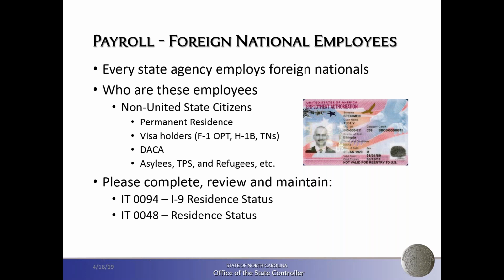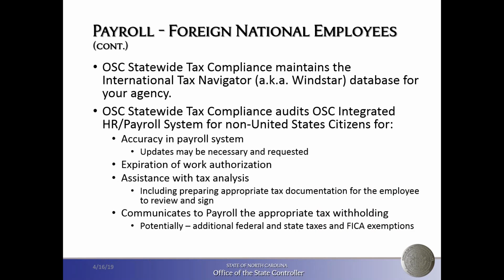So if you're doing your I-9 and you find that the person is not a citizen, there are two info types that will need to be completed with information based on what they give you for their I-9. And those are info types 94, I'm sorry, and 48. Over here at OSC, the tax compliance team monitors this international tax navigator system called WinStar. And when they find someone is not a U.S. citizen, they have a variety of steps to go through to verify that the employee is a legal person in the state and has legal status to work.